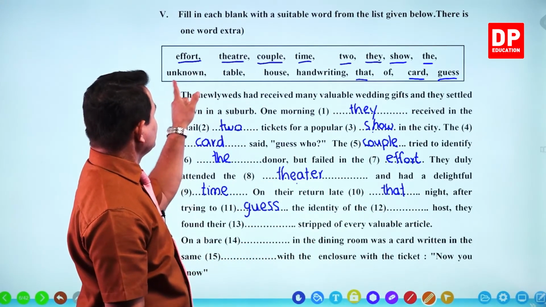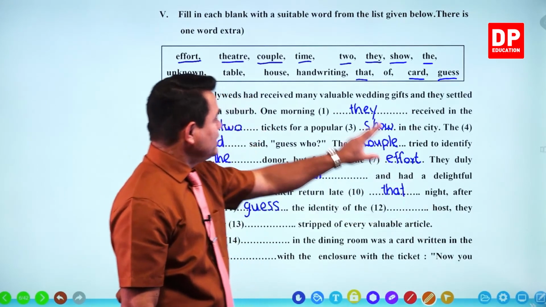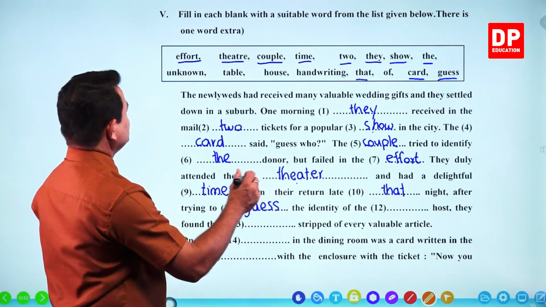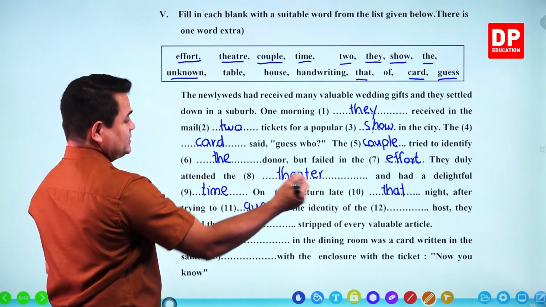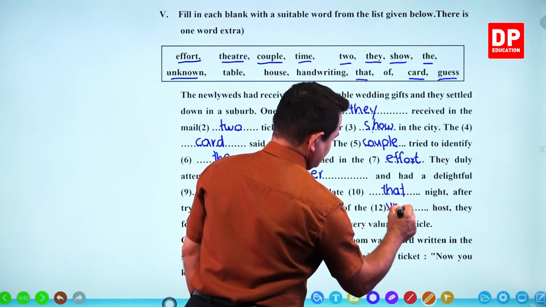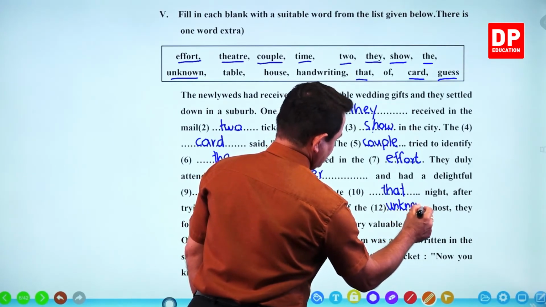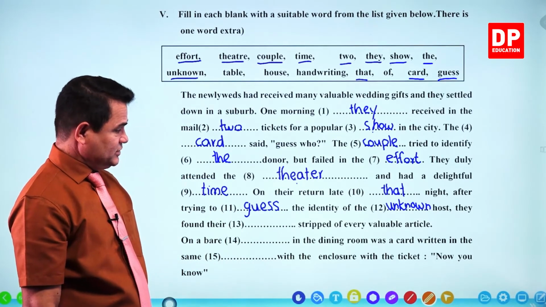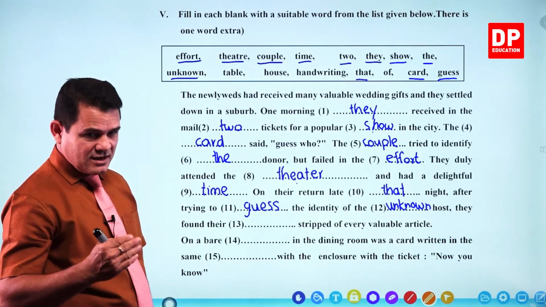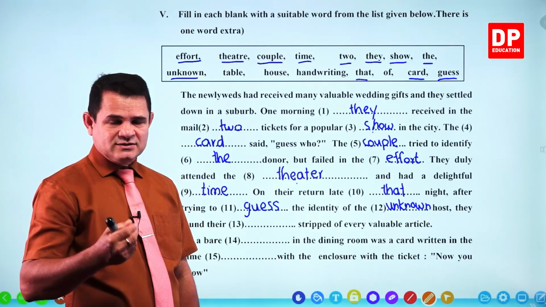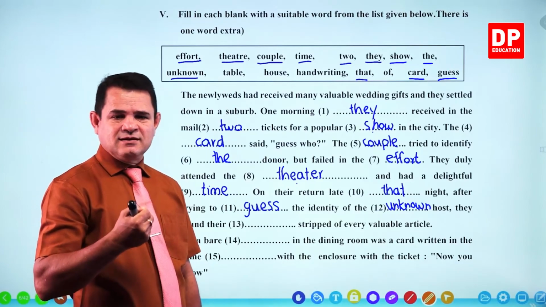What does it mean? After trying to guess the identity of the host. With a host being a noun, then you have to use an adjective. Adjective. Unknown. Trying to identify the unknown host. They tried. Still they could not find who the person was who sent this ticket.